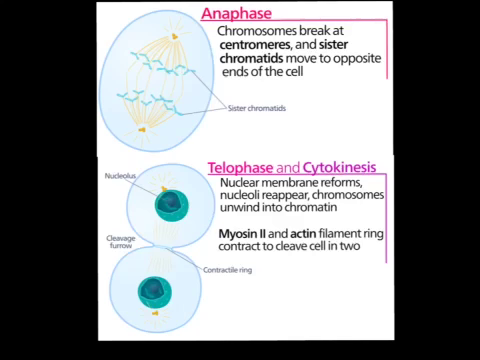In telophase, the chromosomes are sectioned into two sides and the nuclei are forming around them. The cell begins to split in two.